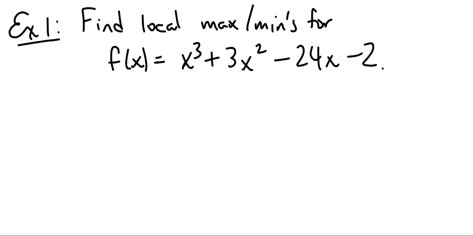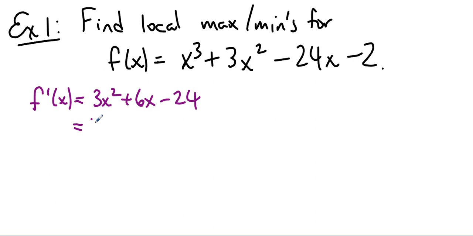So how do we do this? Well, we look for the derivative. The derivative, f prime of x, that's 3x squared plus 6x minus 24, which factors as 3 times x minus 2 times x plus 4.